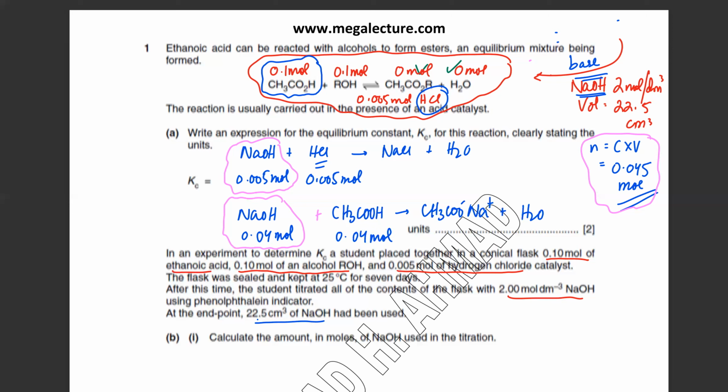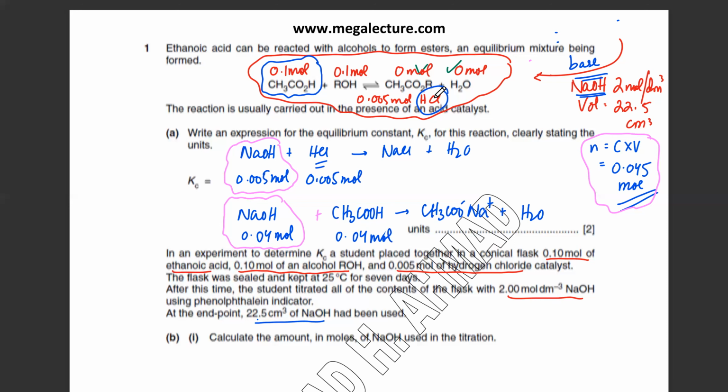Now, listen to this carefully again. He added some amount of ethanoic acid and alcohol and added a catalyst and closed this container and waited for the equilibrium to be reached after several days. Then he did a titration with NaOH, and the amount of moles that were added were 0.045 that took part in the reaction. We figured out that NaOH is a base, so NaOH is only going to react with the HCl and with the ethanoic acid.